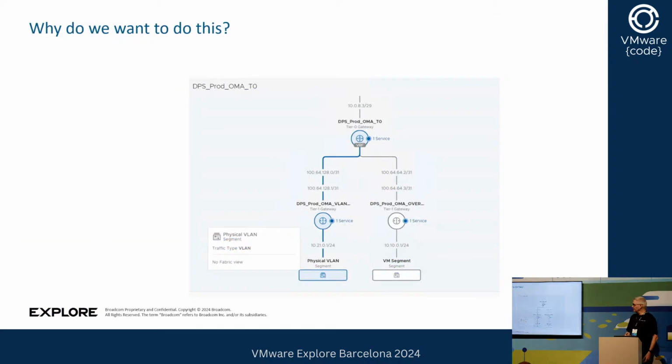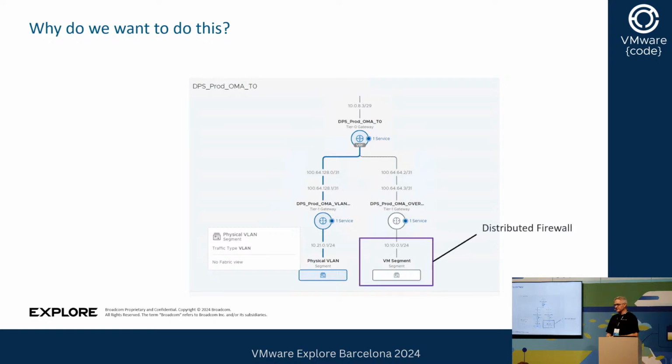Which brings us to why we want to synchronize the distributed firewall to the gateway firewall. So hopefully you can see this okay on the screen. It's a bit blurred. But on the right we have a T1 connected to an upstream T0, and that T1 is a distributed router only T1. There's no service router, and that's where we connect our overlay segments, where all our VMs are connected.